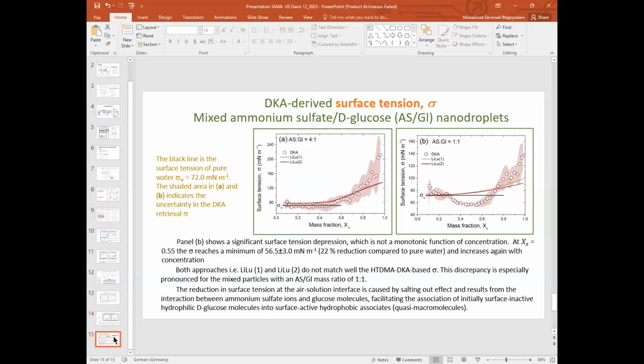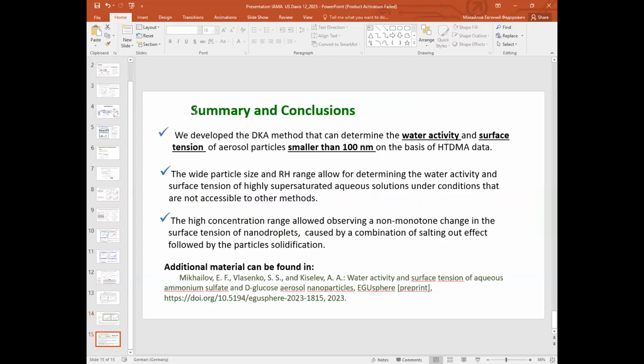So in principle, the main conclusion of this experiment using the DECA model, we can say the following. The DECA method can determine water activity and surface tension of resolved particles much smaller than 100 nanometers on the basis of dendrimer data. The wide particle size range allows for determining the water activity and surface tension of highly supersaturated aqueous solutions under conditions that are not accessible to another method.